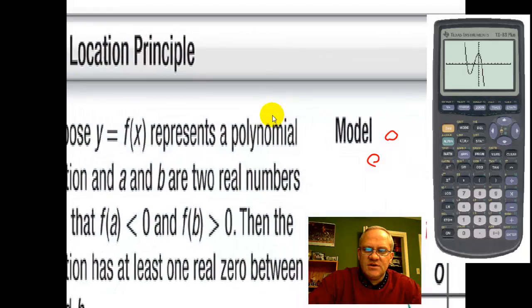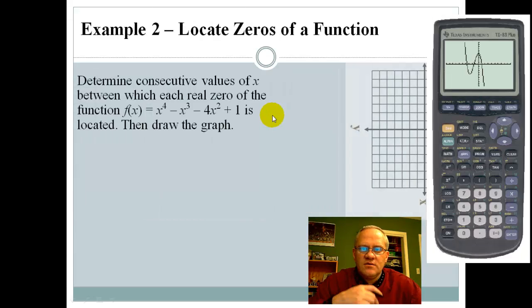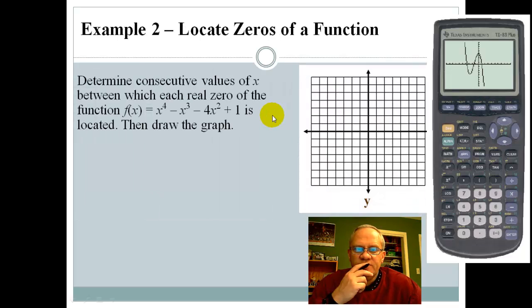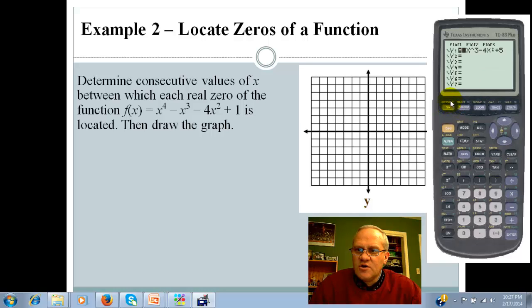So let's go to the example for this one then. Okay, so now let's try an example of that, locating the zeros. All right, so let's type this into our equation here. Go to the y equals button, clear off that old stuff.